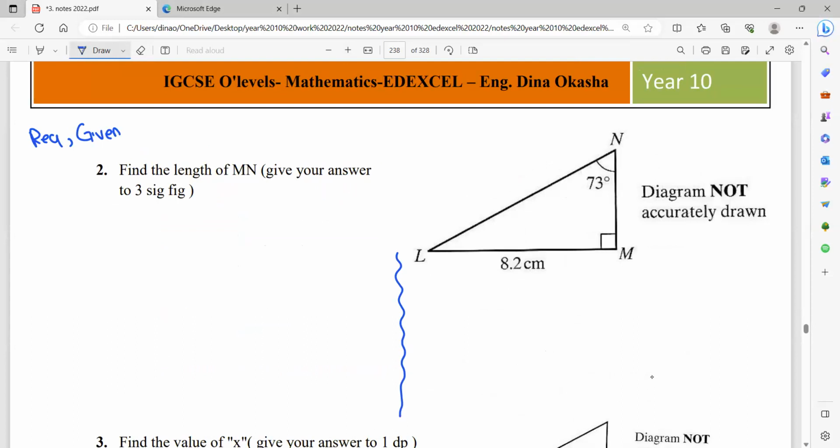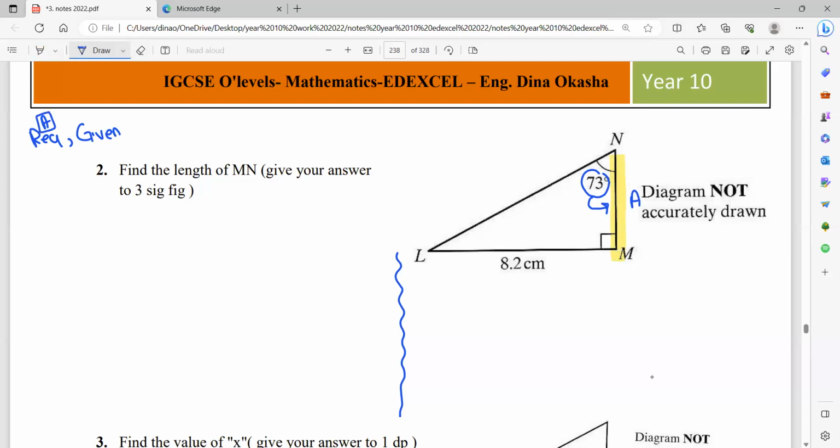Okay. Now here it says calculate the length of MN. I'm going to highlight the required side. Now, MN is the adjacent. Why? Because as you can see, this is the angle given in the triangle. It is the side connecting the angle and the 90 degrees. This is the adjacent, the side below it. Okay. Now this is the required side, which is the adjacent.